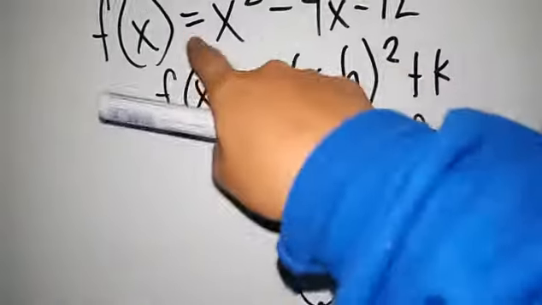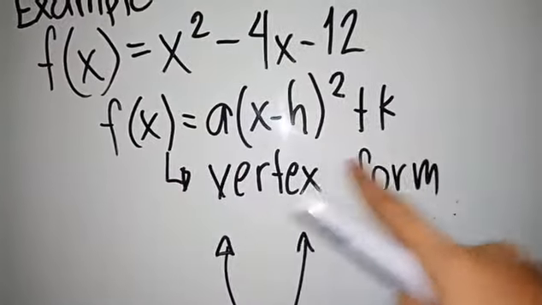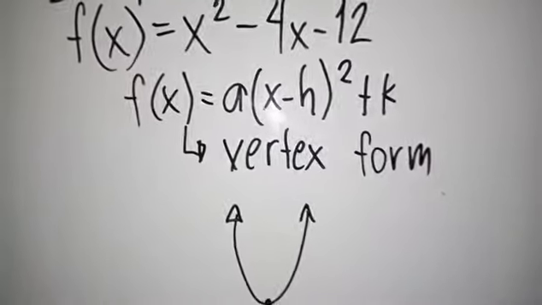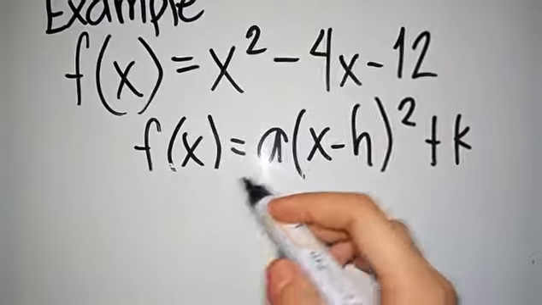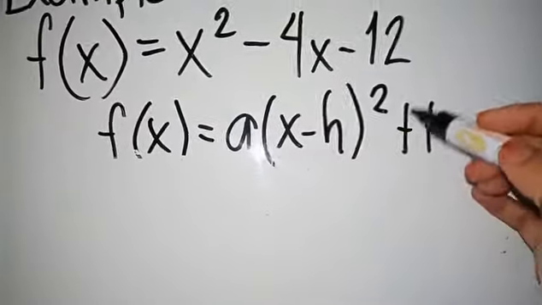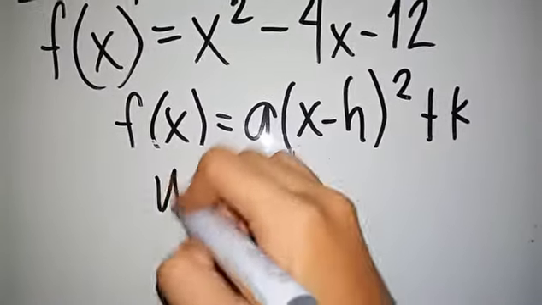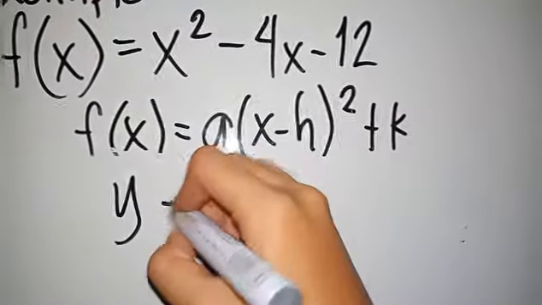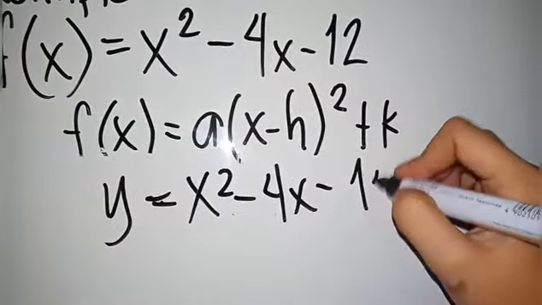So, ngayon, ito daw, itong example dito, gagawin daw natin na in the form of like this. Ito, or the what we call vertex form. So, to write this in the form of f of x is equal to a, the quantity x minus h quantity square plus k, let f of x is equal to y. Thus, you can write the function as y is equal to, we have x squared minus 4x minus 12.